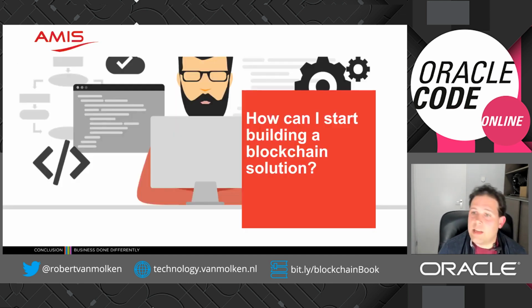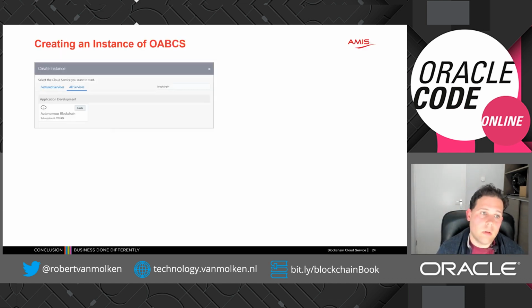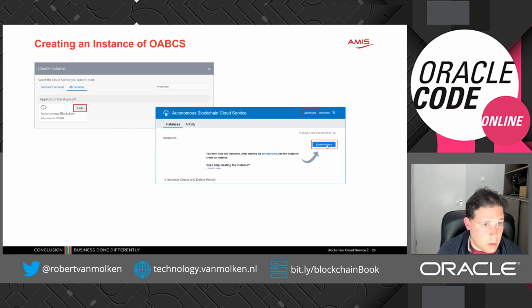So let's get to the fun part. How can I start building a blockchain solution? And we're going to do that with Oracle Blockchain Cloud Service. So in this case, in my demo, I created 3 instances of the Blockchain Cloud Service. And you can do that by going to My Services and then clicking on create an instance, search on blockchain, and then click on the Create button for the autonomous Blockchain Cloud subscription.